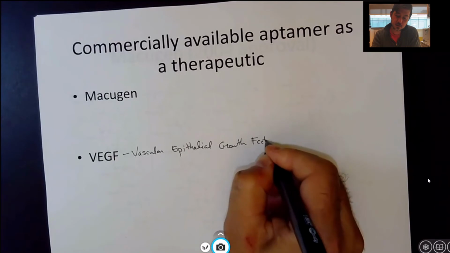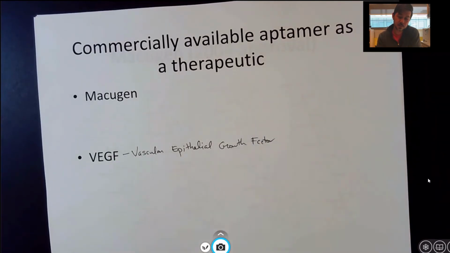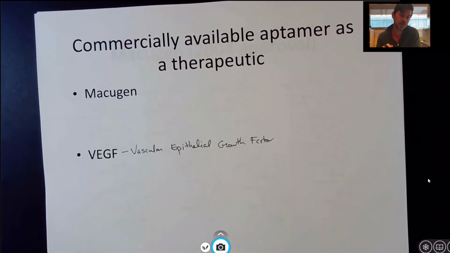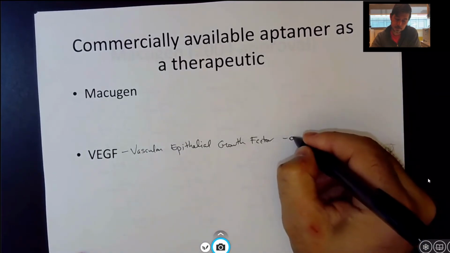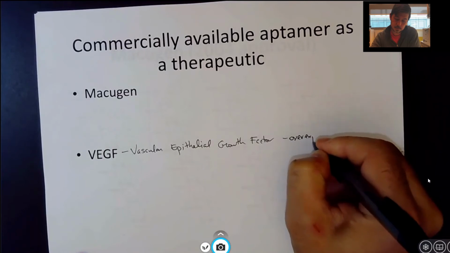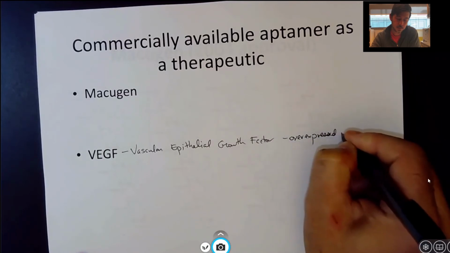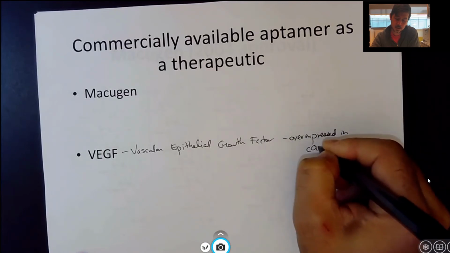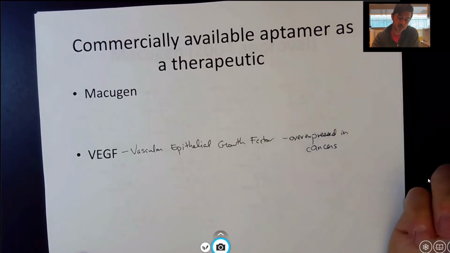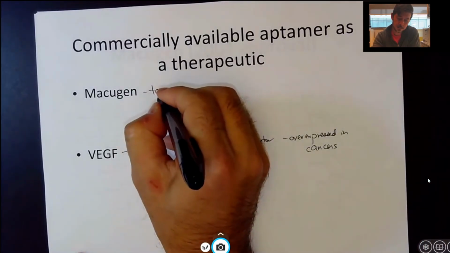It's a growth factor that promotes the rapid division and growth of cells, but it can also be overexpressed in a lot of cancer cells and tissues. So the idea behind Macugen is that it would literally bind to this protein and prevent it from functioning inside the cell. So what does Macugen actually look like?